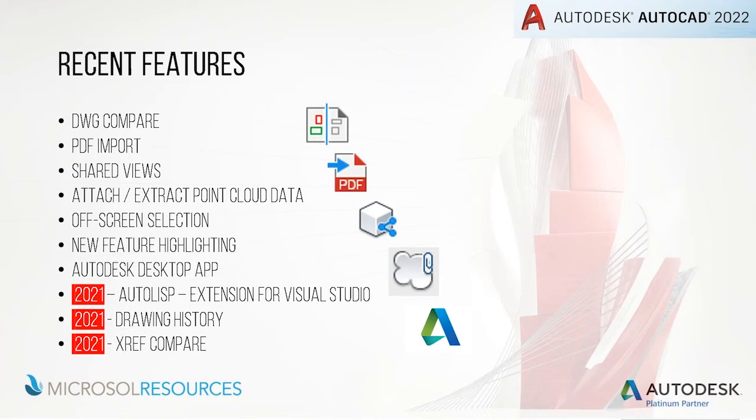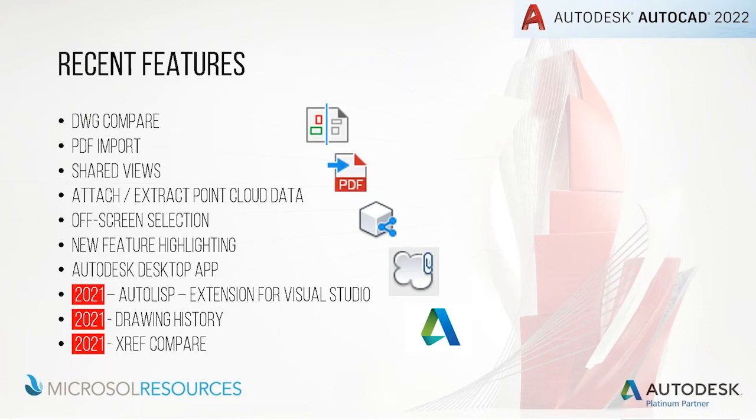Some of the other features in here, you've got PDF import, you've got working with point cloud data, and off-screen selection. I've not really used that too much. I think it's limited to certain mouse hardware that works, but for those that use it, they find it very useful. There's also that Autodesk desktop app that I mentioned. It's a great place to check out every once in a while to see if there are any updates, or if you're having issues, check for updates in the desktop app.